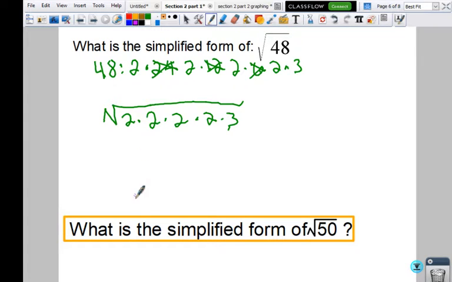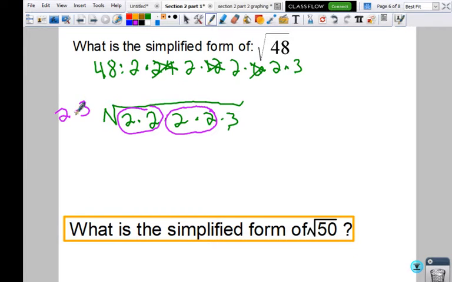What's a pair of numbers that's going to get kicked out? 2. We're going to get a pair of 2's that's going to get kicked out, right? And I'm going to put that 2 out in front. What else is going to get kicked out? Another pair of 2's, right? Yeah. Is there anything else going to get kicked out there? Nope.